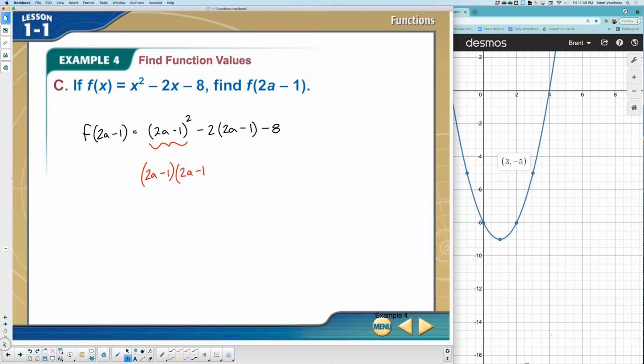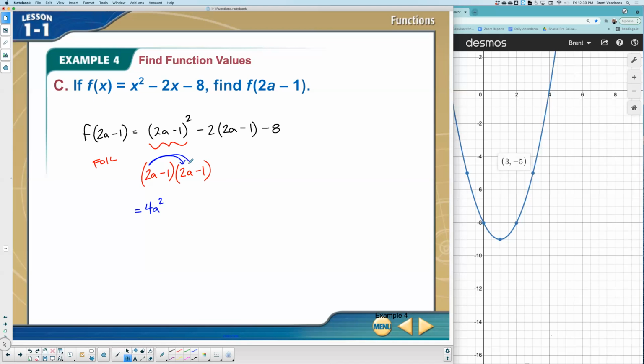Some teachers call this foiling. You might remember FOIL, which stands for multiply first times the first, outside times the outside, inside times the inside, and then last times the last. That's what I'm going to do here. First times first. What is 2a times 2a? 4a squared.